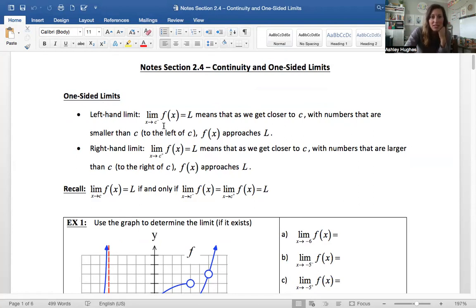Left-hand limit, we see that, what do you notice about this symbol? Hopefully you can see it. Let me see if I can zoom. Here's the zoom. I don't think it's letting me zoom in. Okay, hopefully I'm going to highlight it for you to see.